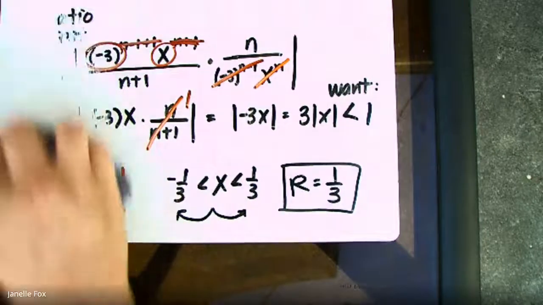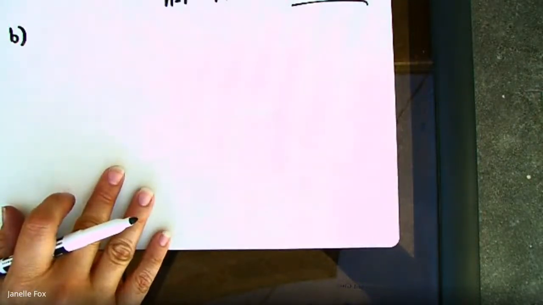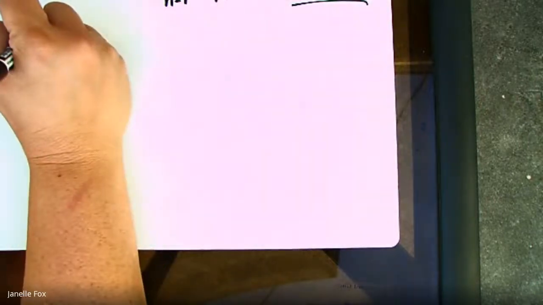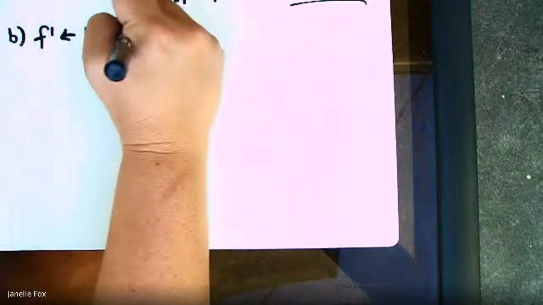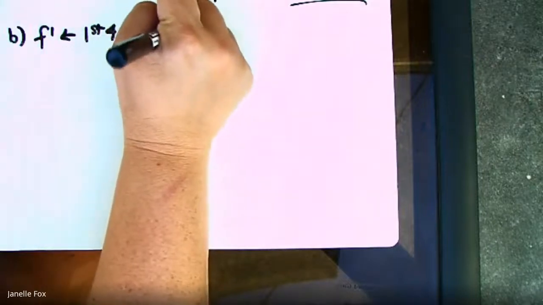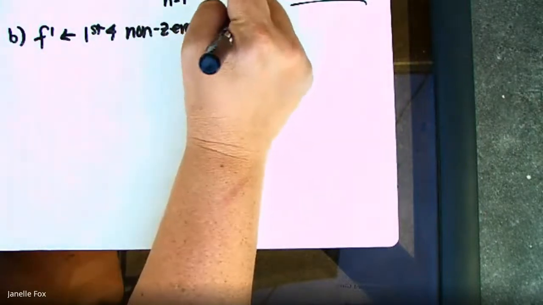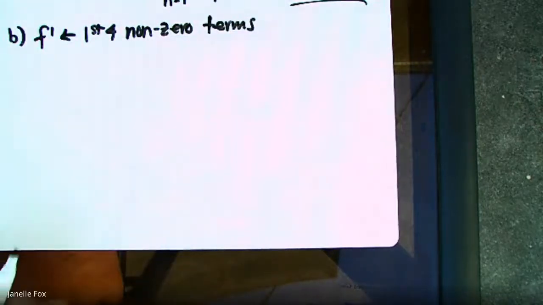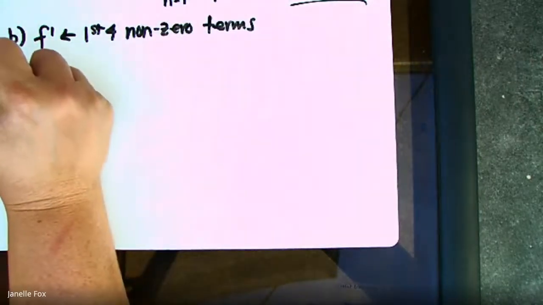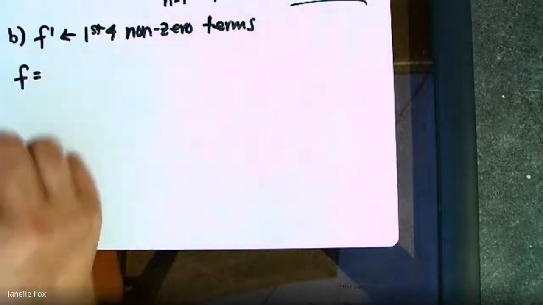Yay! Okay, that was a fun little ratio test. Okay, let's now go to part B of the question. So part B of the question says, find the first 4 non-zero terms for f prime. And then it has another question. Okay, so we want to find f prime, the first 4 non-zero terms. Got it. Okay, I think that what that means is maybe I should start with f, write out some of those terms, and then figure out how to do the f prime.